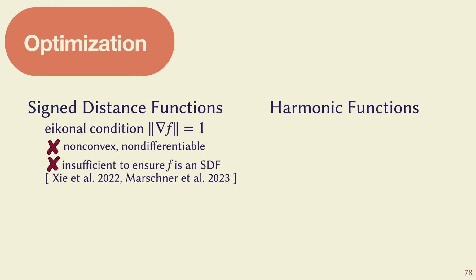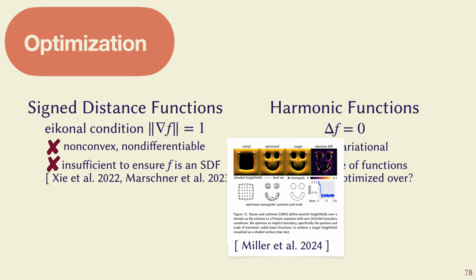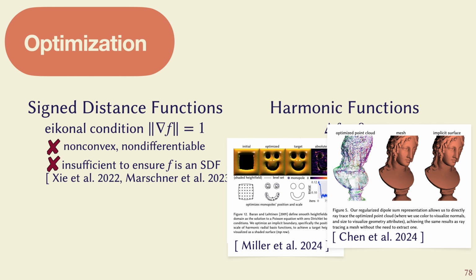By contrast, harmonic functions are characterized by the simple condition that their Laplacian must be 0, which is a linear equation and arises from a variational problem. But one big open question is what spaces of functions should actually be optimized over in practice. Maybe there are explicit harmonic basis functions which would be convenient to work with, or maybe it's better to work in a larger space of implicit functions and try to impose this linear condition directly. I'm excited that our techniques have already started to be adopted in works on shape optimization and surface reconstruction, and I'm interested in seeing how much further they can go.